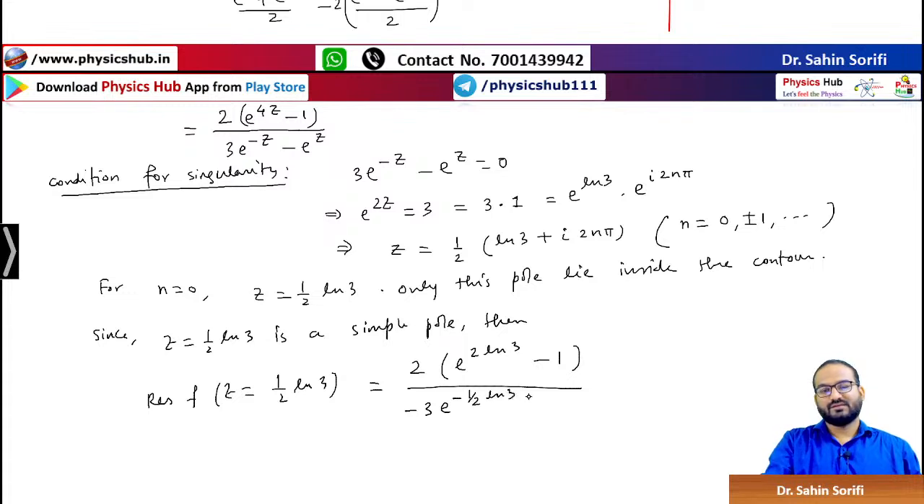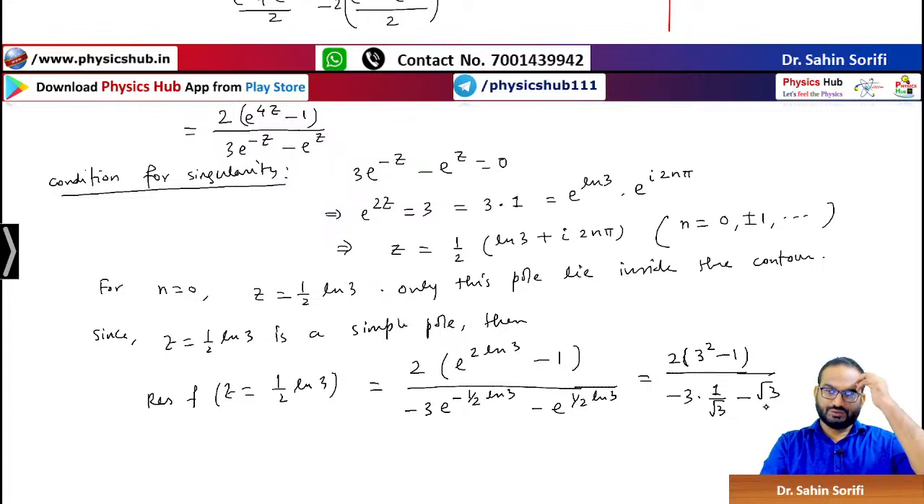I am doing some step jump, I hope you understand. Minus e to the power half ln 3. This one gives you 2 times e to the power 2 ln 3 equals e to the power ln 3 square. So 3 square minus 1 divided by minus 3 e to the power minus, so e to the power ln root 3 actually with a minus sign, so 1 by root 3, minus root 3, minus root 3, minus 2 root 3. 2 get cancelled, 9 minus 8, so minus 8 by root 3.